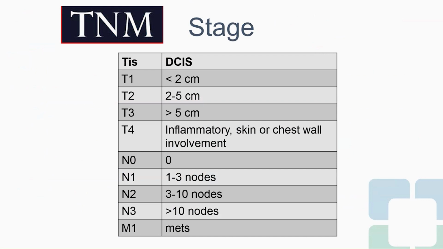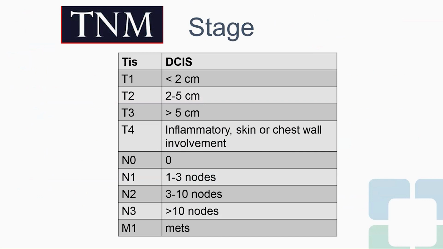Now stage. Stage is based on tumor size and nodal status. Let's go over stage. TIS means non-invasive cancer, that's stage 0, that's DCIS. Stage 1 is for an invasive cancer less than 2 centimeters in size. T1 is less than 2 centimeters in size. T2 is 2 to 5 centimeters in size. T3 is greater than 5 centimeters. And T4 is inflammatory breast cancer, any cancer that's involving the skin or chest wall.